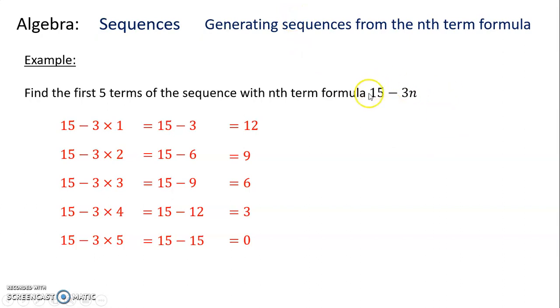So when you look at this, you should already know that because we're subtracting 3n, that's going to be a decreasing sequence. And then it's going to be going down by 3 every time. So you can just check at the end that that is what's going on. And there is my sequence.